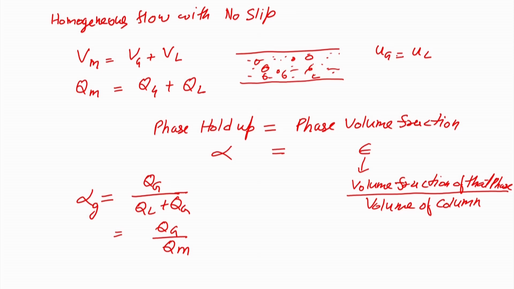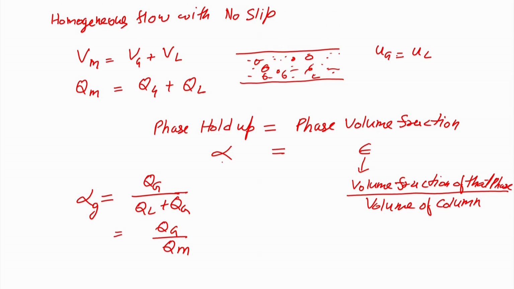Okay. Generally this is a very big assumption, and only in a very small percentage of cases can you see homogeneous flow with no slip condition. We will see those cases which are used for such kind of flow. So once I say homogeneous flow with no slip, it means that alpha is equal to epsilon.